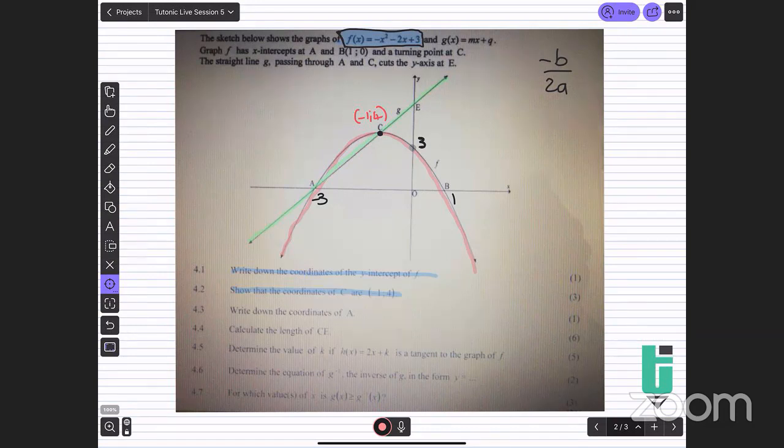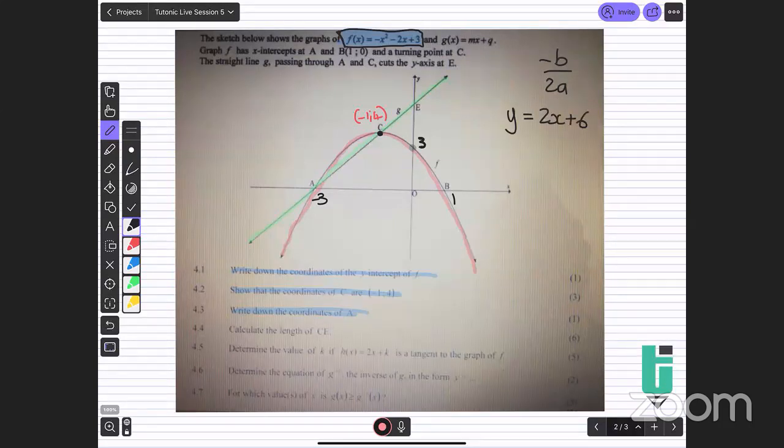The length of CE, what did you do? I have the coordinates of A and the coordinates of C, and then I found the gradient of a straight line, and then I worked out the formula of the straight line by subbing A into that equation. What did you get for the equation of the straight line? y is equal to 2x plus 6. Great.